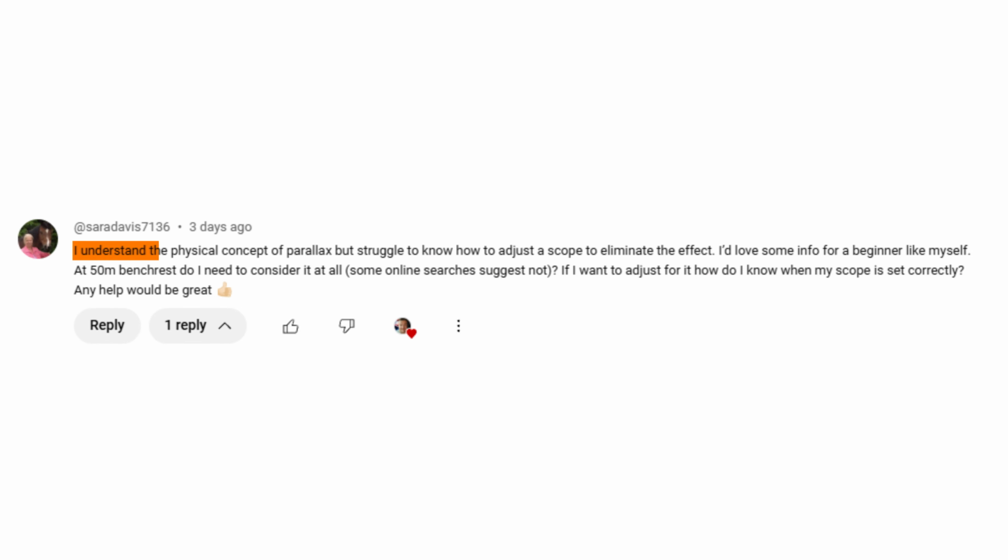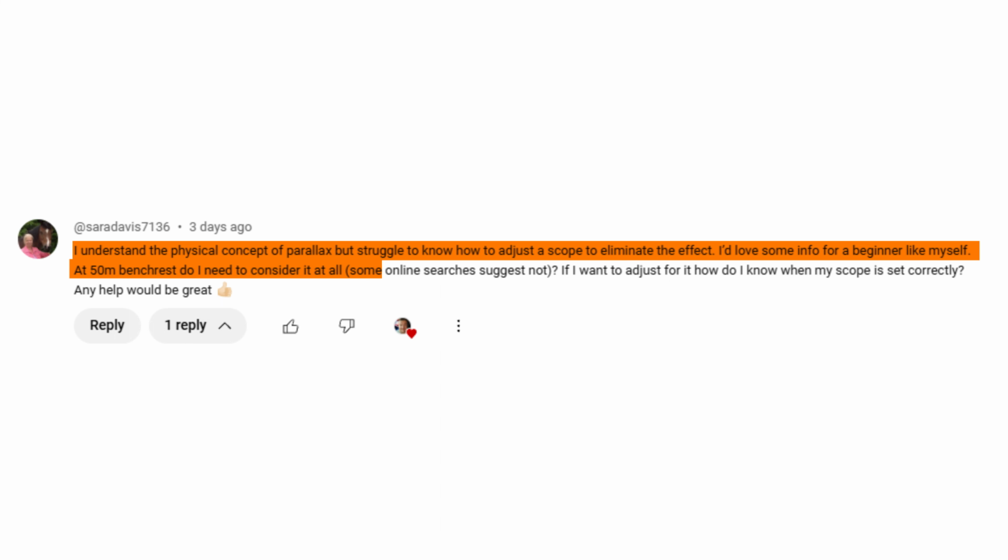So thank you for your question about parallax. Sarah Davis 7136, right? And she says, I understand the physical concept of parallax, but struggle to know how to adjust a scope to eliminate the effect. I'd love some information for a beginner like myself at 50 meters bench rest. Do I need to consider it at all? Some online searches suggest not. If I want to adjust for it, how do I know when my scope is set correctly? Any help would be greatly appreciated.